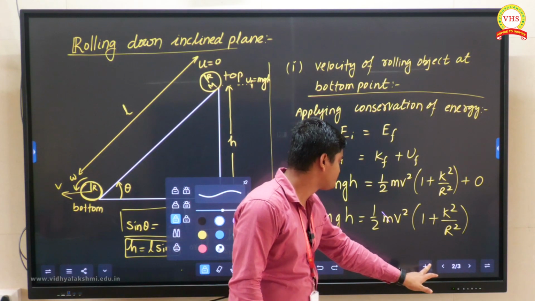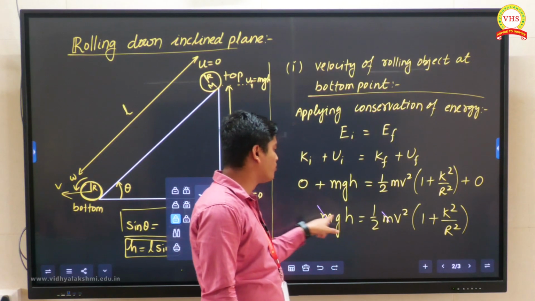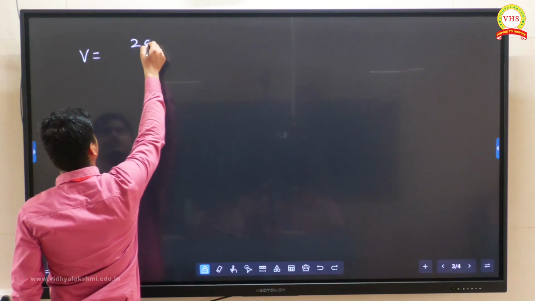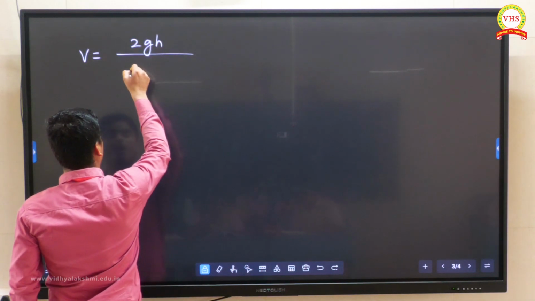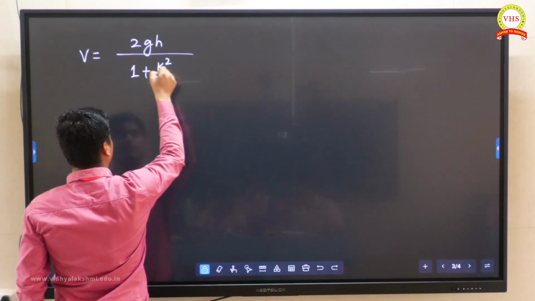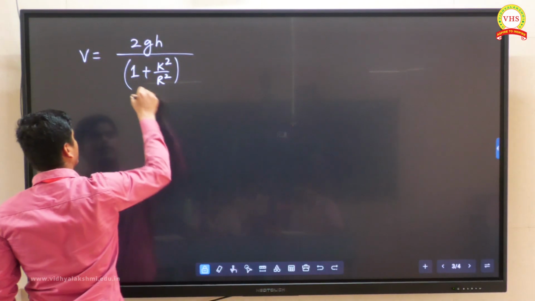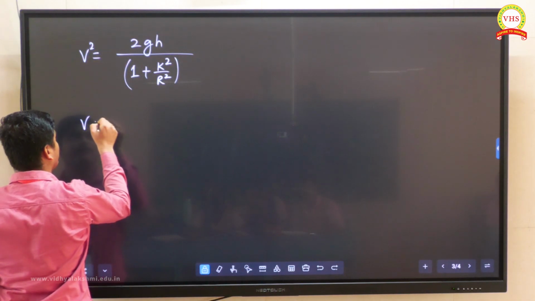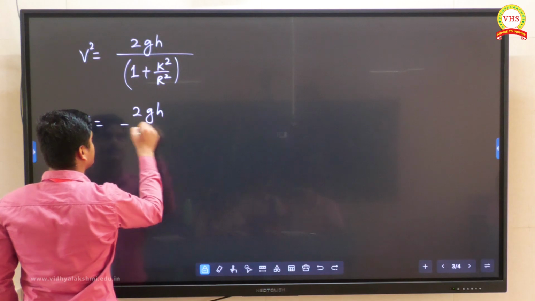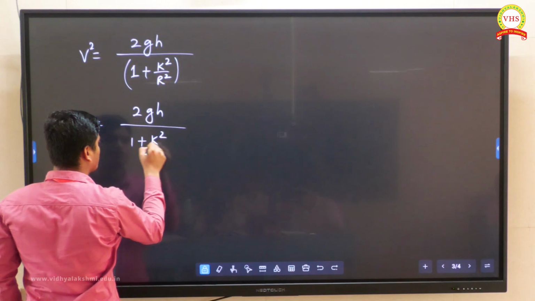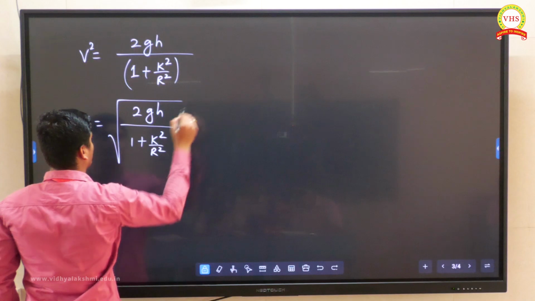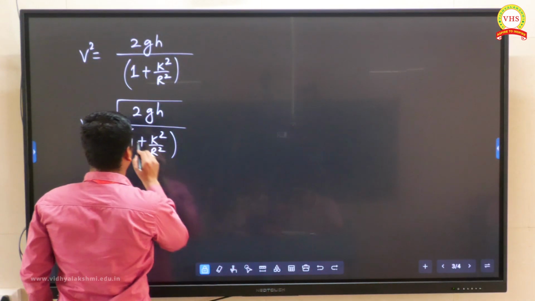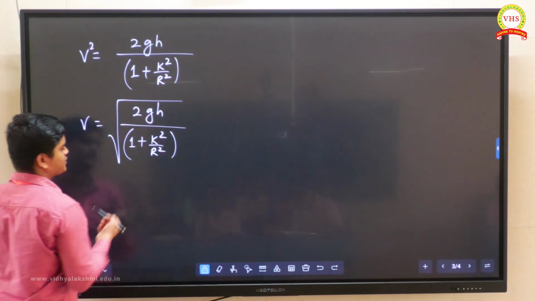Now come to the next page. Take this term to the other side, and 2 multiplied with gh. So now V squared is nothing but 2gh divided by (1 plus k squared by r squared). Clear? If you want to find V, you have to write the square root of 2gh divided by (1 plus k squared by r squared). The root will be there. Okay.